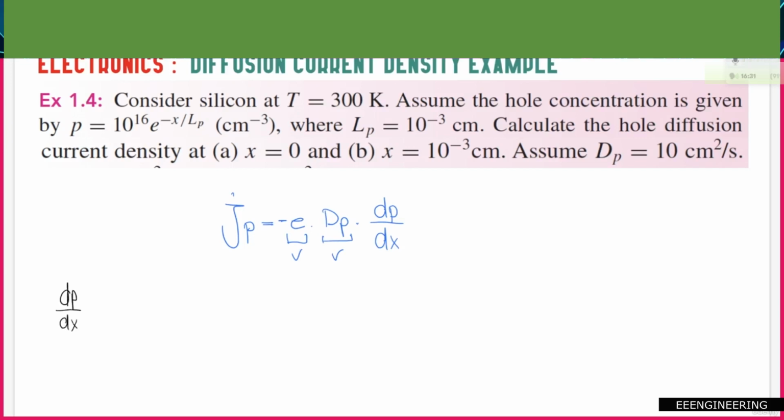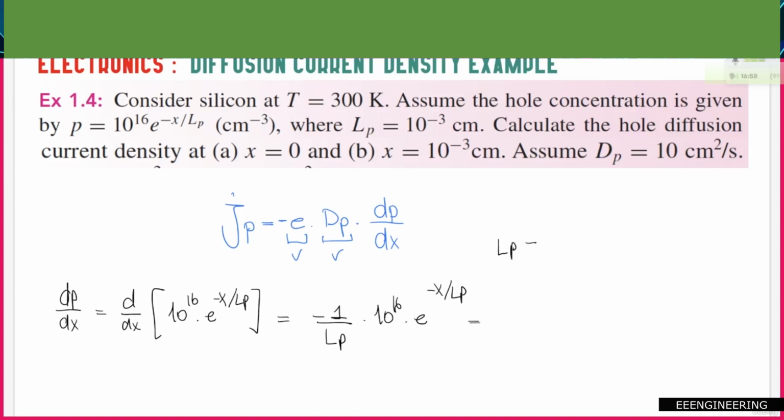dp over dx is going to be equal to the derivative of the expression we have right in here, which is 10^16 times e to the minus x over Lp. So basically, we're going to take the derivative with respect to x. What we're going to have is going to be something like this. We're going to have minus 1 over Lp, right, times 10^16 times e to the minus x over Lp. And what we know is that Lp is equal to 10^-3. In that case, we're going to have minus 10^19 times e to the minus 10^3 x. This is the final derivative we have for the concentration of holes.